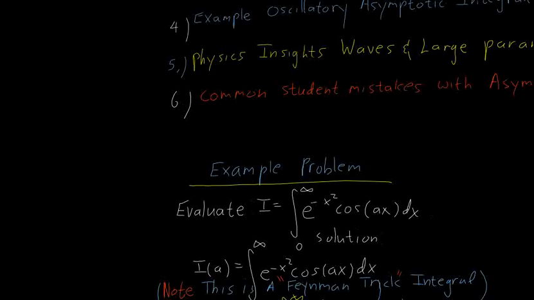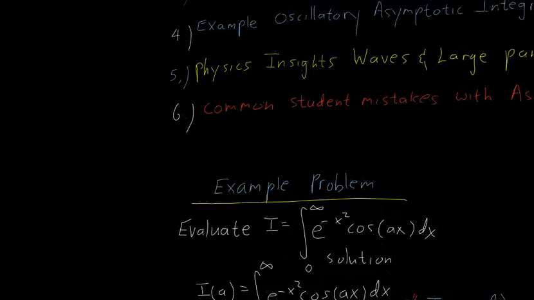Okay. So we want to evaluate this integral here. I is the integral from 0 to infinity of e to the negative x squared cosine of ax dx. Now you're probably thinking, for those of you who understand integral calculus at a deep level, how on earth can I calculate that? We're considering an integral that looks a bit weird here.